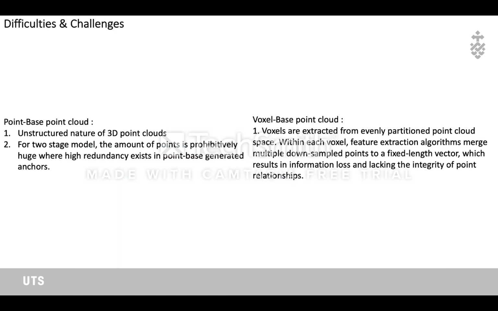There are some difficulties and challenges according to the 3D point cloud data structures. The point-based point cloud has a highly unordered data structure. And for two-stage models, the amount of points is prohibitively huge, where high redundancy exists in the point-based generated anchors. For the voxel-based point cloud, the voxels are extracted from the evenly partitioned point cloud space, and within each space, the feature extraction algorithms merge multiple downsampled points into fixed-length vectors, which results in information loss and lacks the integrity of the points' relationship.